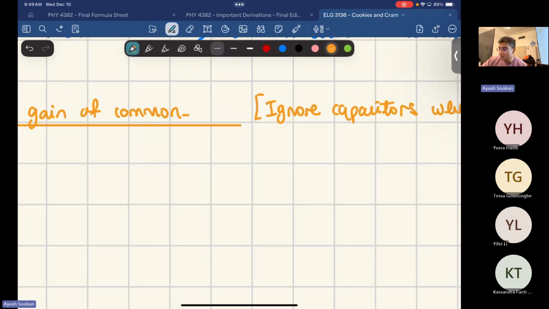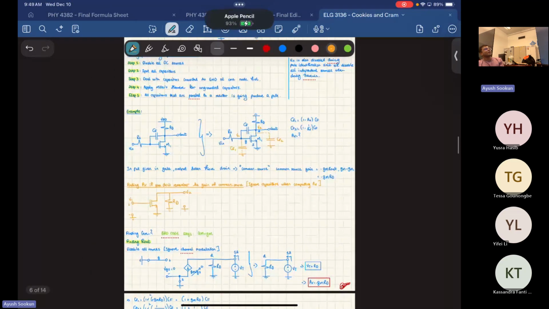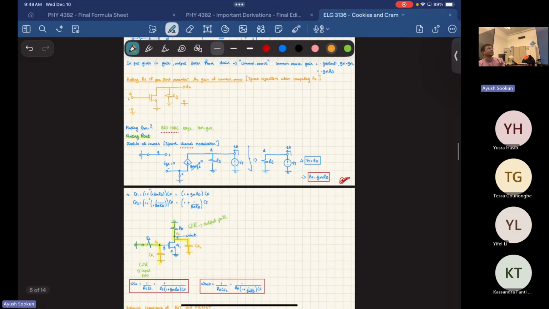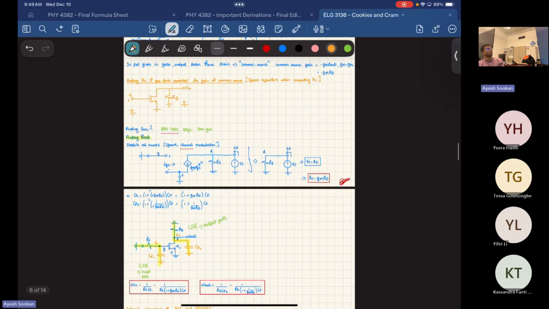Yep. Common source. It's a good catch. Thank you. Okay, so now that we have our capacitance, this is good. Now what we can do is find gm and r_out, because you're still trying to find the gain. You want to know the gain of the overall circuit.